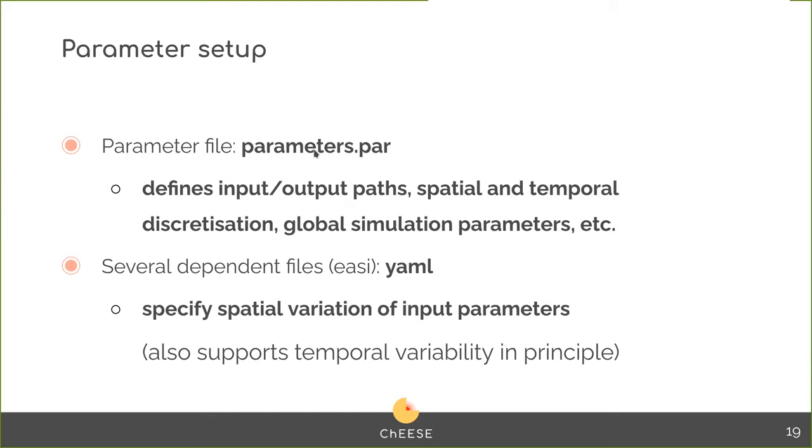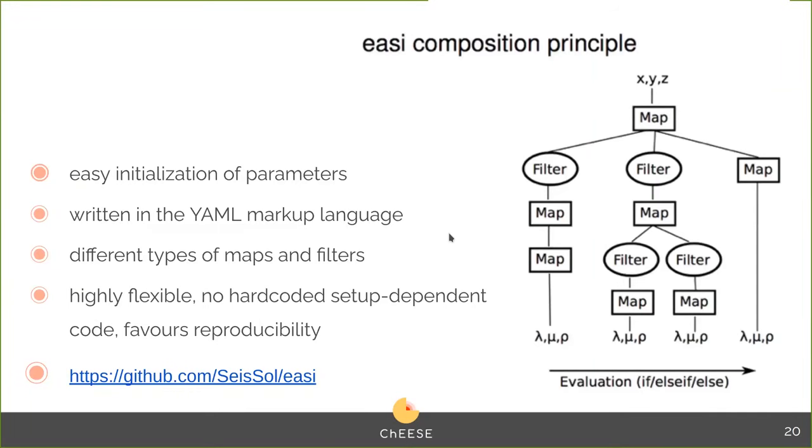This parameter file also links to some other YAML files, which will specify the spatial variation of some of the input parameters. These YAML files are read by the EASI library, which has been developed by Carsten. Basically, EASI is composed of different components called maps and filters. A filter can select part of the domain, and then define the parameters on this part of the domain, and a map will just transform the coordinates. A map is kind of a function, let's say.